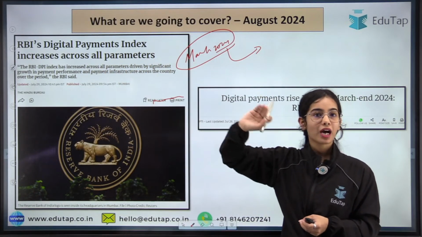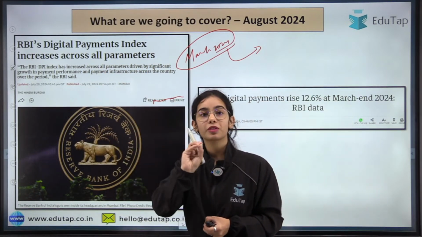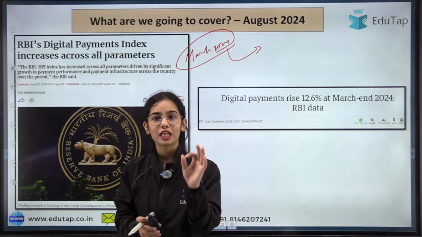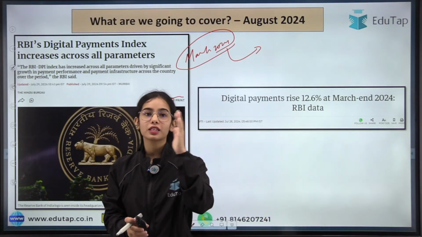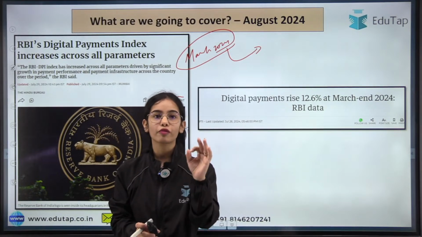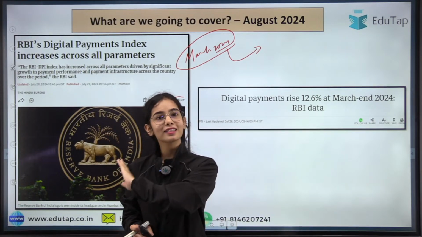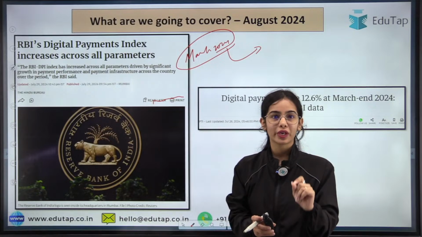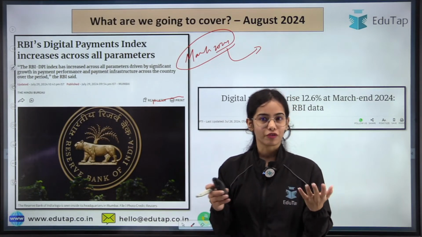In NABARD Grade A, in Phase 2, in the descriptive part, there was a question on the financial inclusion index. Similarly, the digital payment index is also very important for the NABARD Grade A examination, and it is very important for the RBI Grade B objective and descriptive parts of the examination.